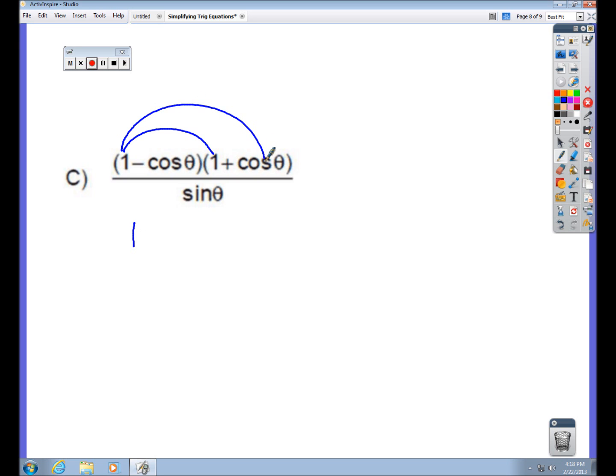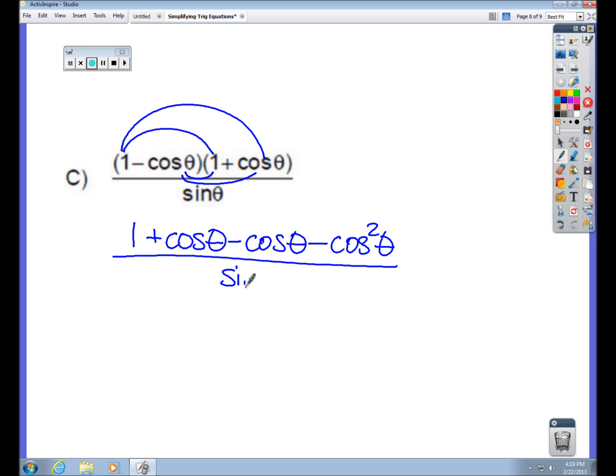Outside times outside, 1 times the cosine is just cosine. Okay, inside times inside is negative cosine times 1, or negative cosine. And negative cosine times positive cosine, negative times positive is negative. Cosine times cosine would be cosine squared. Okay, notice I'm showing every step as we're going. I'm not doing work in my head, and you should not do work in your head either. I need to see all of your steps.